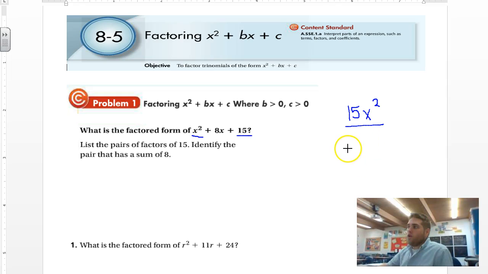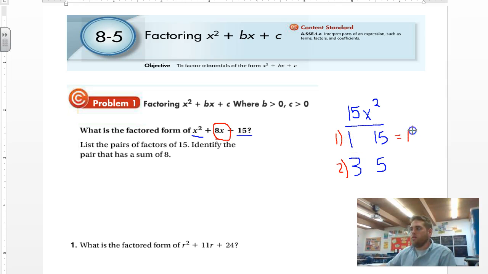Now once we get this, I need to list all of the factors that give me 15. Those factors are 1 and 15. 2 doesn't go into 15, right? 3 and 5. Now that I have all my factors, I want to look at which of these pairs, here's pair 1 and here's pair 2, is going to add up to give me 8. Well, 1 plus 15 gives me 16, and 3 plus 5 gives me 8. So I want to use this pair of factors.